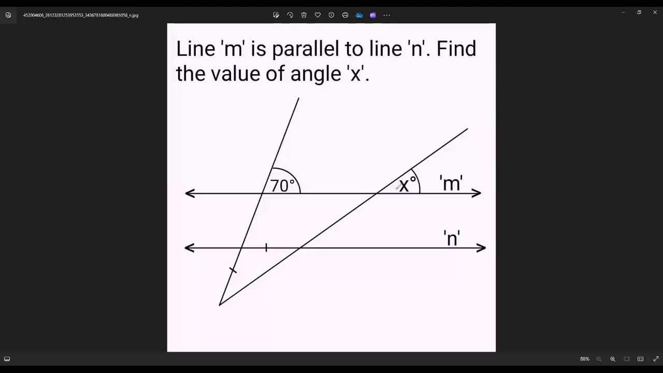Whenever two parallel lines are intersected by a transversal, the corresponding angles are congruent. The angle measure over here and the angle measure over here are corresponding angles, so these two angle measures are congruent, that is, equal in measure. Already we know that the measure of this angle is x, so the measure of this angle must also be x degrees. And this angle must be equal because these two angles are vertically opposite angles. So the measure of this angle must be x.